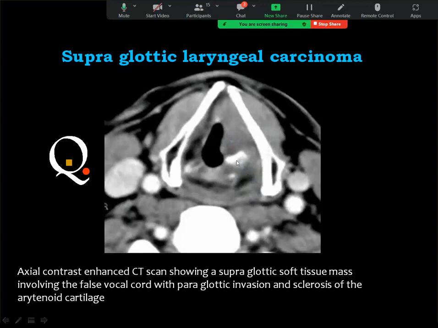Then if you want to see if it has extended above or below, you should have the coronal images, or you should have more sections to identify the level of extension. It's very important in unilateral laryngeal masses to look to the opposite side, which is the normal side, to see the level where you are cutting.